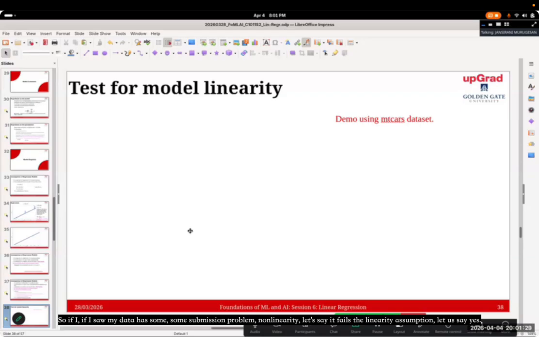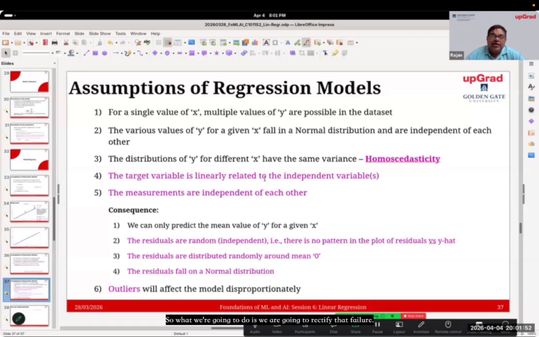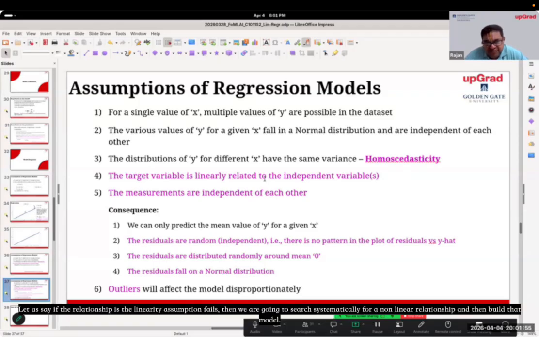Therefore, what we want to understand is, from this data, if I saw some different pattern, let's say it fails the linearity assumption, can I introduce a fix? What we are going to do is rectify that failure. Say if the linearity assumption fails, then we are going to search systematically for a nonlinear relationship and then build that model.